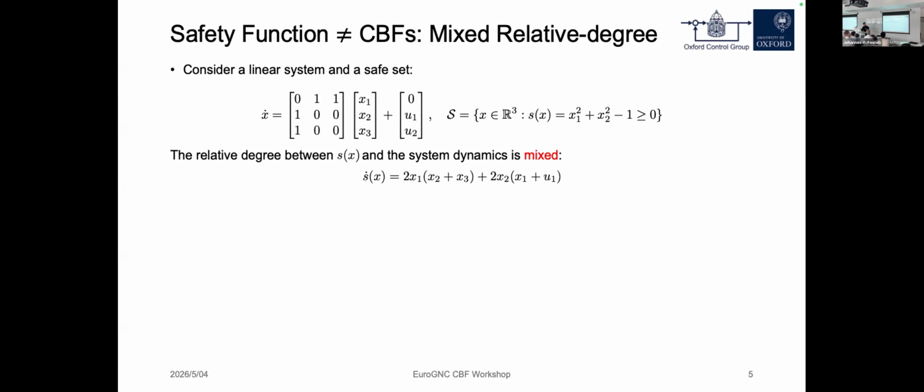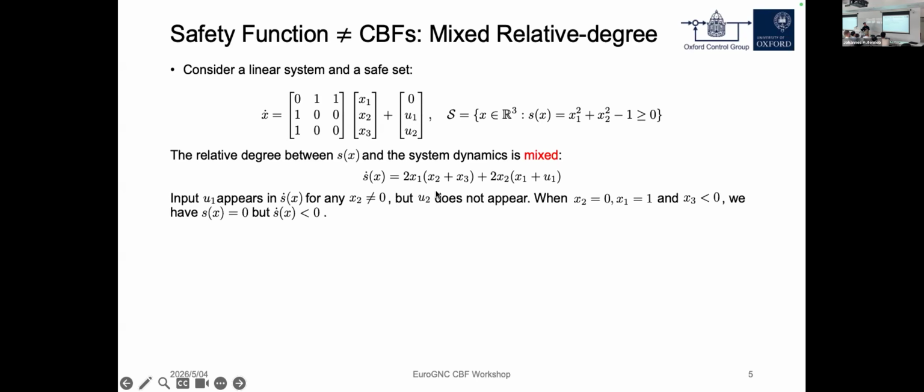Very simple. We have the expression for S dot over here. And you can see here, because S of x is a function only over x1 and x2, when you calculate the first order derivative, u1 will appear, but u2 will not appear for this case. So we have the expression. Well, it's really bad because only u1 appears, so it doesn't really matter how you determine u2 in practice.